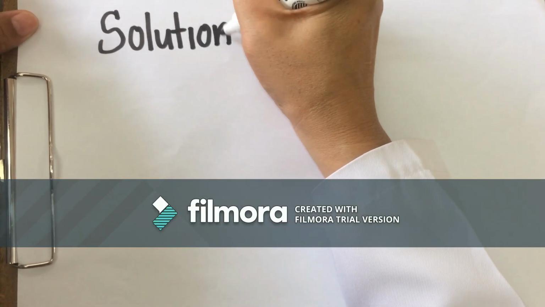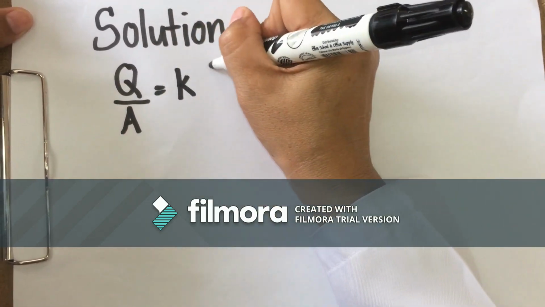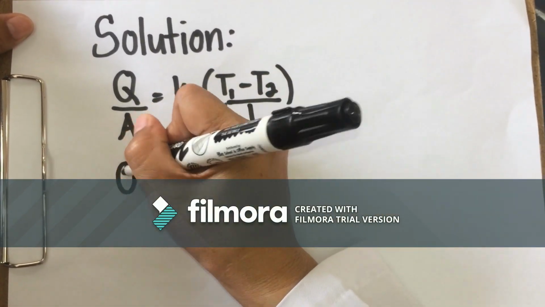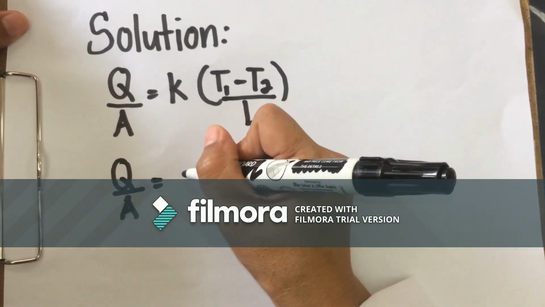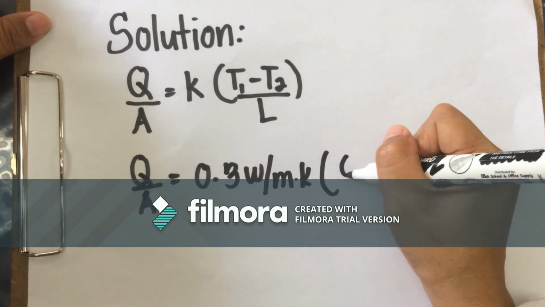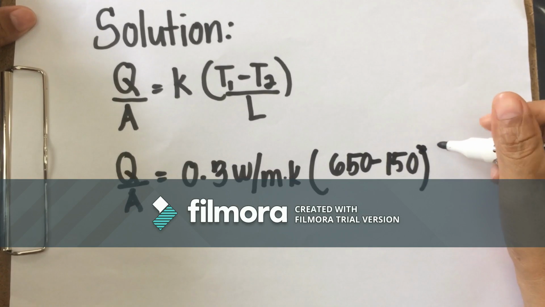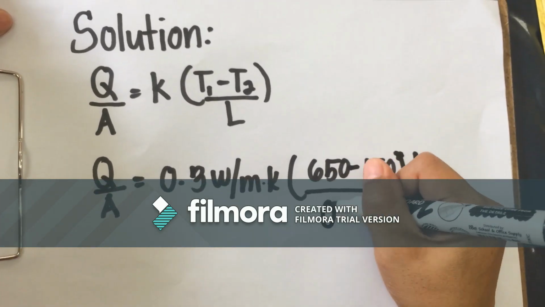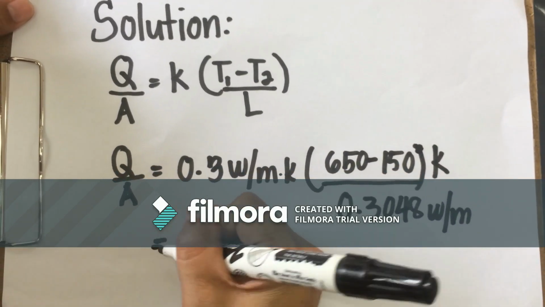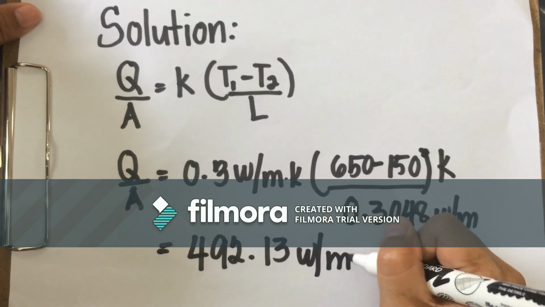So now let's calculate the heat transfer rate per unit area of the wall. That is Q over A equals the coefficient of conductivity multiplied by the change of temperature per length. Let's plug in all the given parameters. For our coefficient, that is 0.3 watts per meter Kelvin multiplied by the change of temperature, that is 650 minus 150, and we can use Kelvin for that, over the length of 0.3048 meter. Now let's calculate, and that will give us 492.13 watts per meter squared.